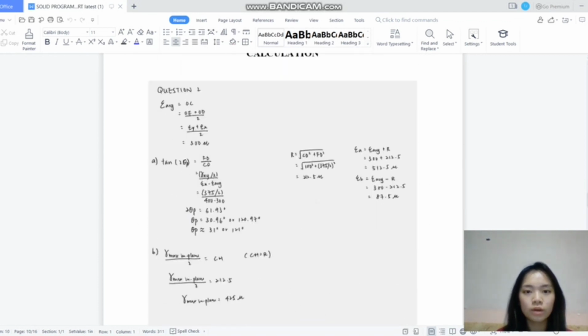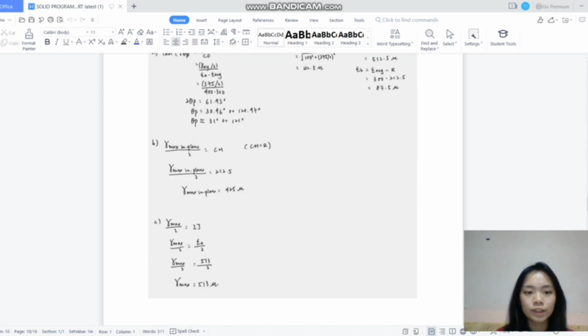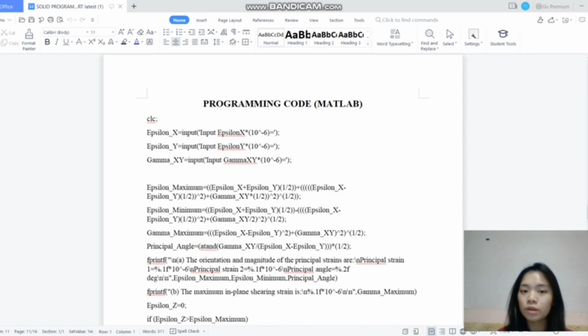Okay, so now we look into the calculation. This is what I did for A, and my final answer for strain A is 512.5, for strain B is 87.5. For question B, which asks for the maximum in-plane strain, what I got is 425. And for C, it requires us to find the shearing strain, and after I use the formula, I got 513.